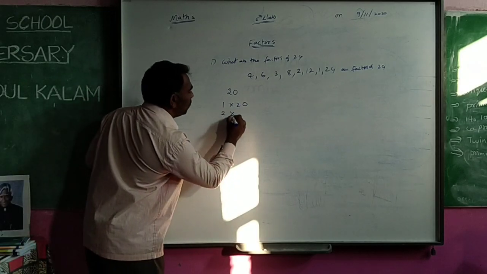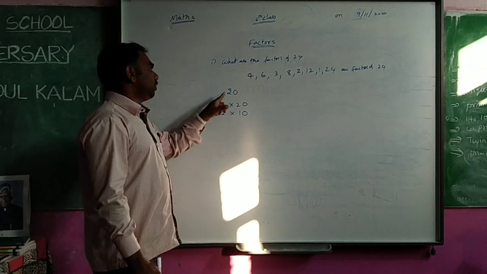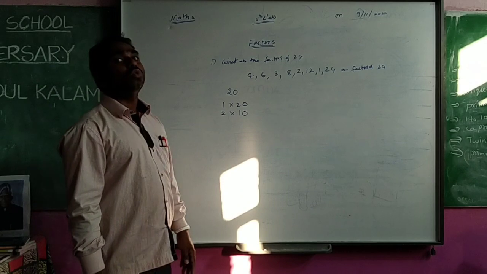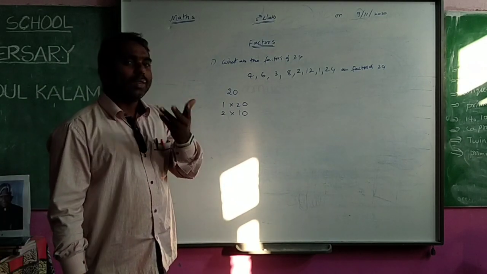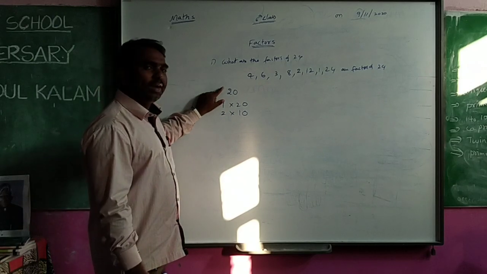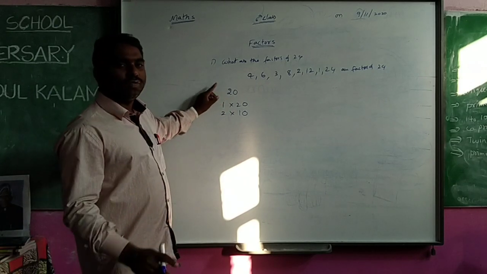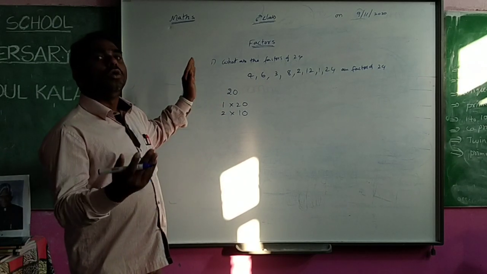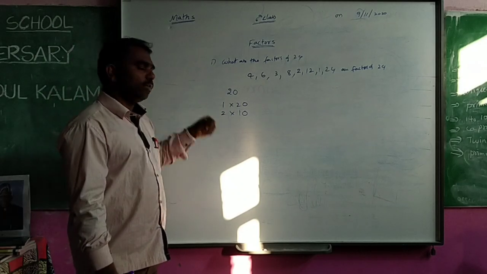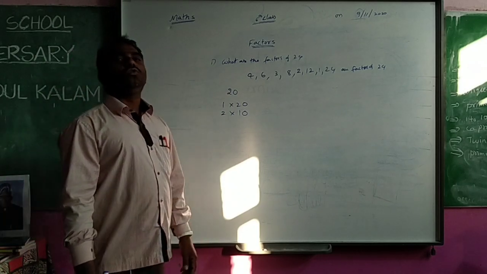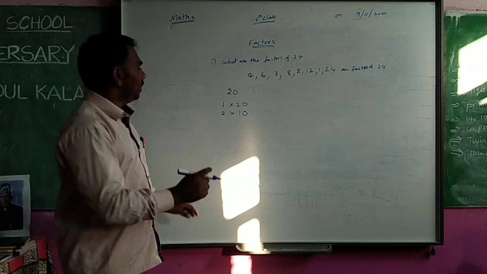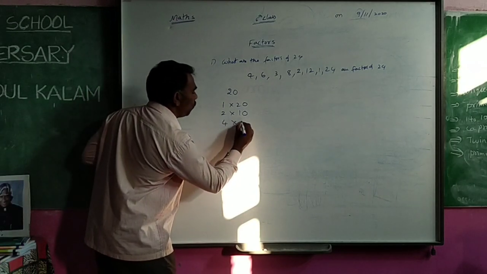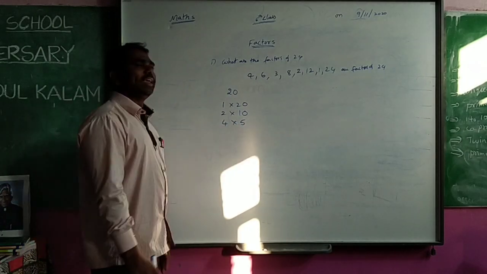You write the 2 table. 2 tens are 20. 20 comes in the 2 table. After 2, the next is the 3 table. Check it. Will it come in the 3 table? No, that's why leave it. After 3, the 4 table. Check it in the 4 table. Yes, it will come in the 4 table. How does it come? 4 5s are 20. So you write 4 5s are 20.